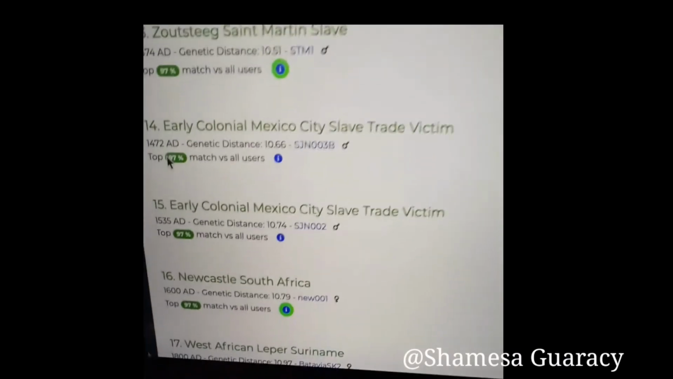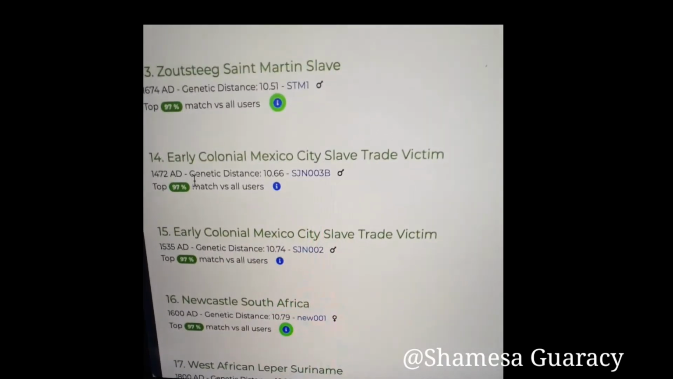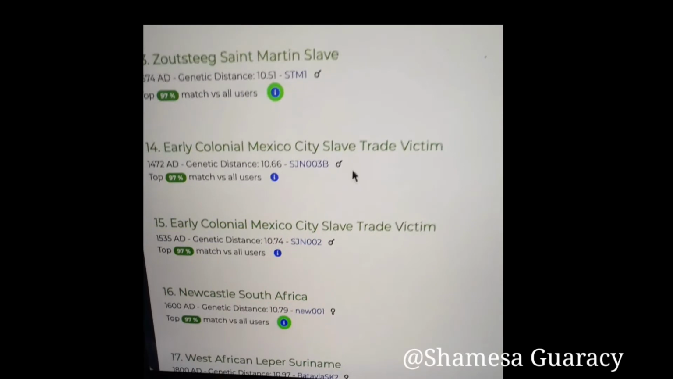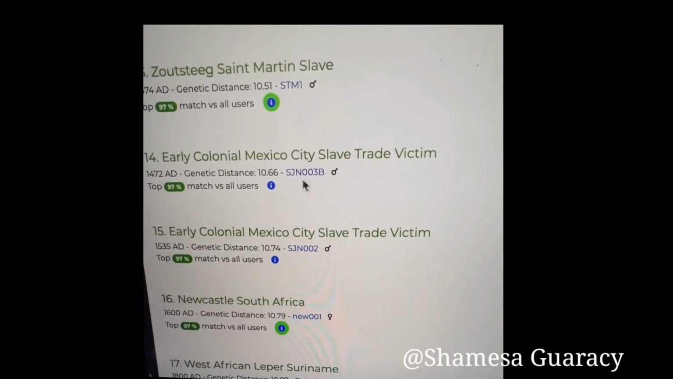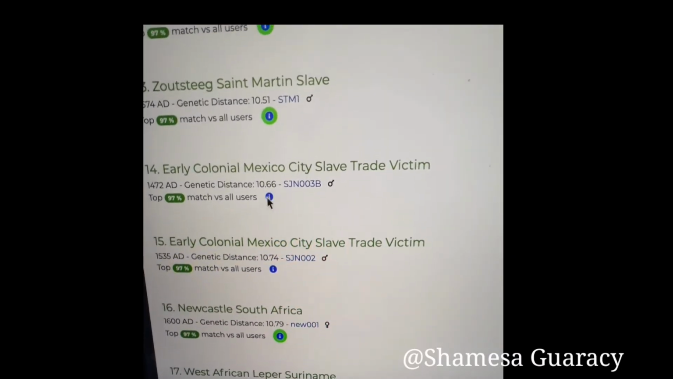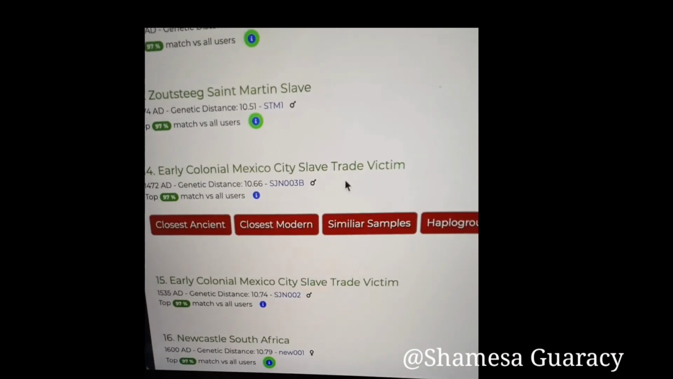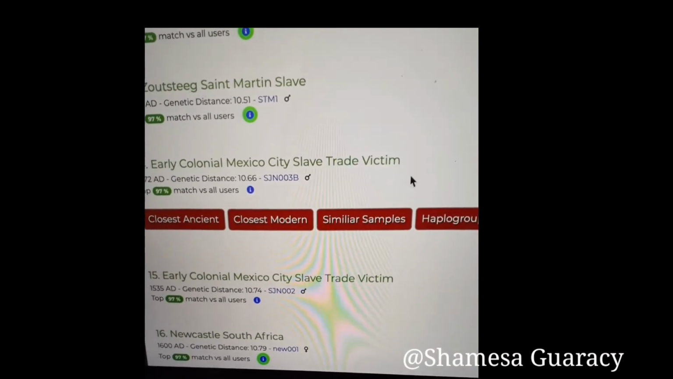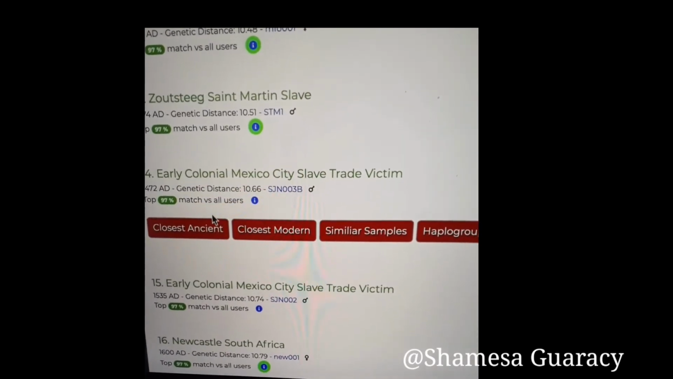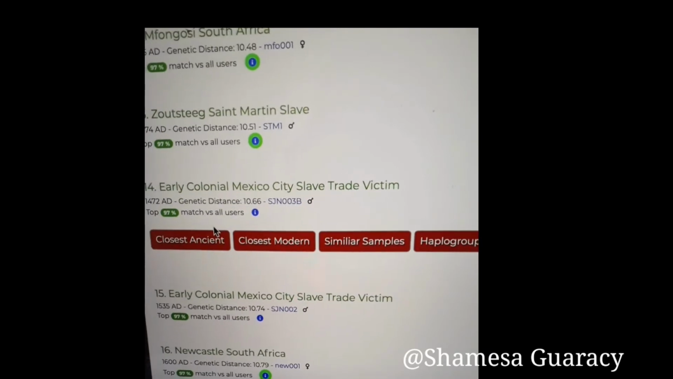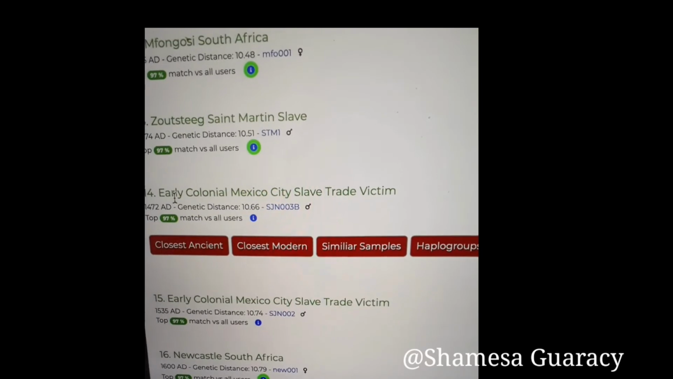Can you see that? 1472 AD. Early colonial Mexico City slave trade victim, 1472 AD. Huh? Didn't Columbus... if you Google the early colonial Mexico City slave trade victims, there's 3 of them. If you Google them, it basically says that these people were from West Africa and they were shipped over to Mexico.